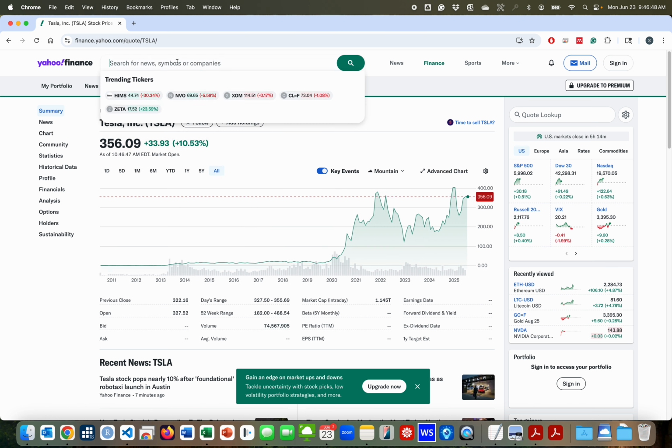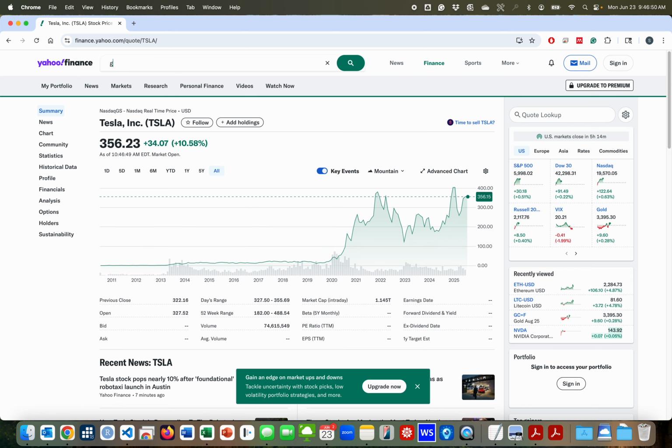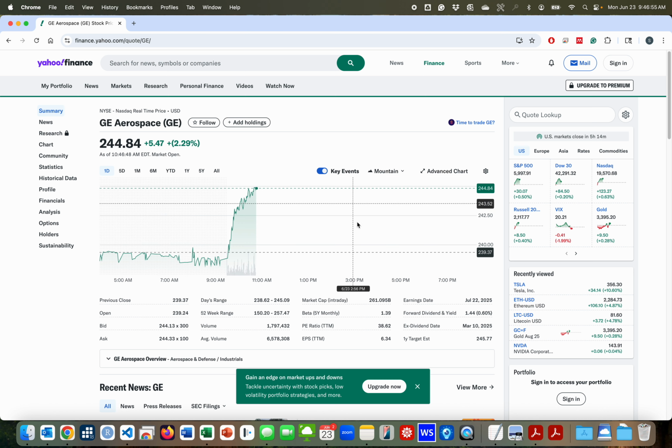Let me look up something else here. Let's just look up General Electric. There we go. So there's our beta. Our 5-year monthly beta for GE is 1.39. So that's the number that we are actually going to be estimating here.